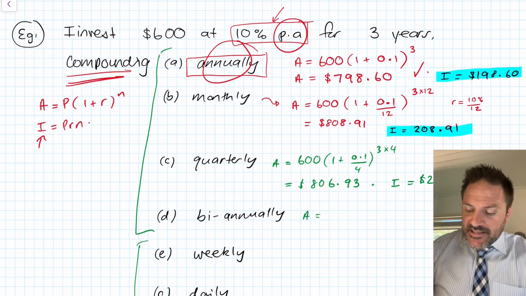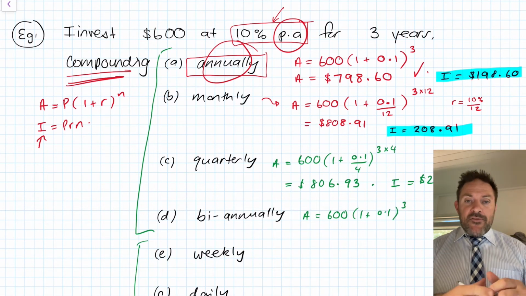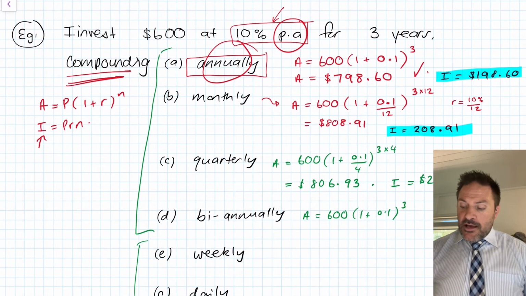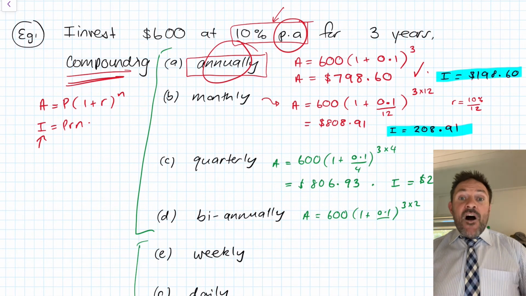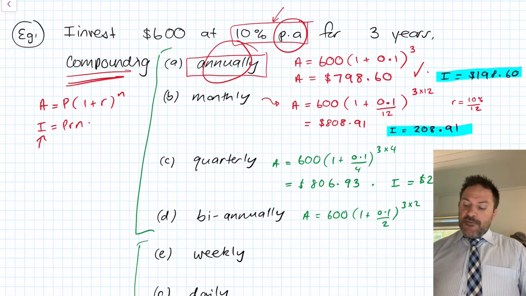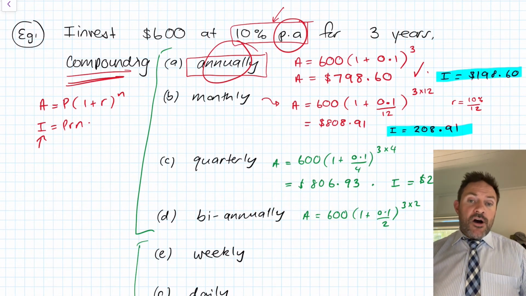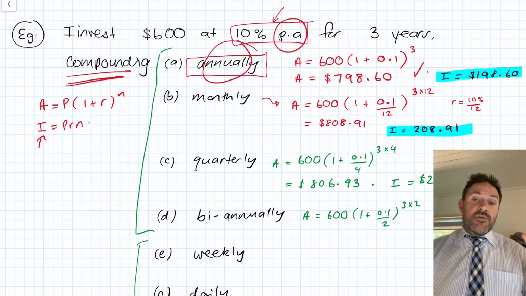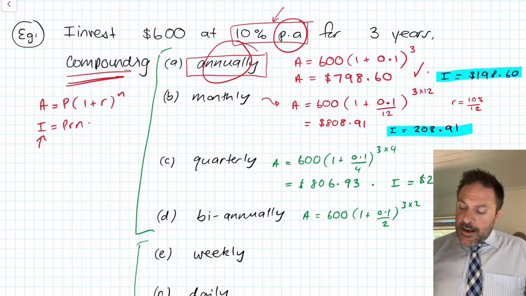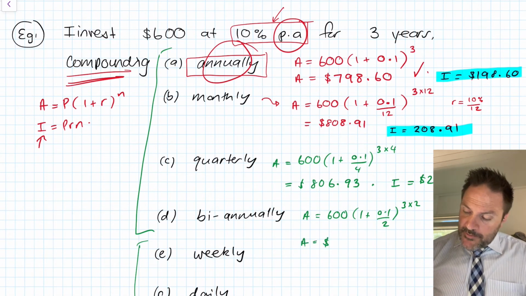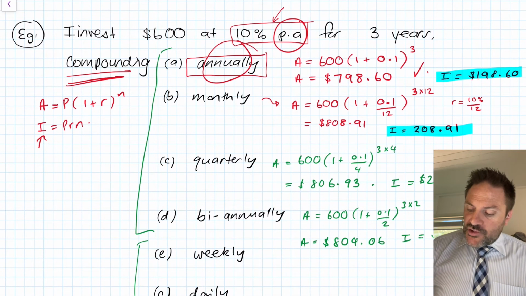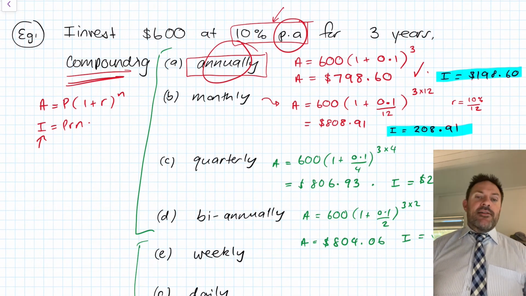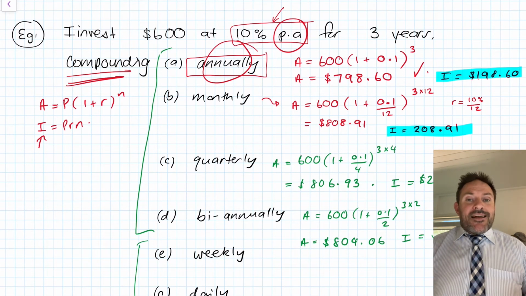So let's have a look at it. My basic amount is $600, 1 plus 10% to the power of 3. That's for everything in annual amounts, but we now put it in biannual. So we're doing it twice a year, which means instead of doing 10% over a year, we're now doing 5% for half a year. So I'm going to divide it by 2. You can put 5% there, 0.05, or you can put 10% over 2, it's fine. I'm going to recalculate that now, and we end up getting $804.06, which gives me interest of $204.06, and that's slightly less than what we got for the quarterly. We expect that to happen.